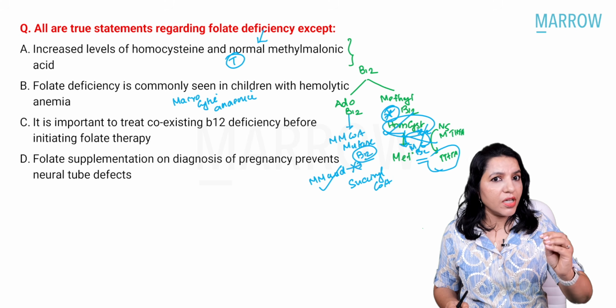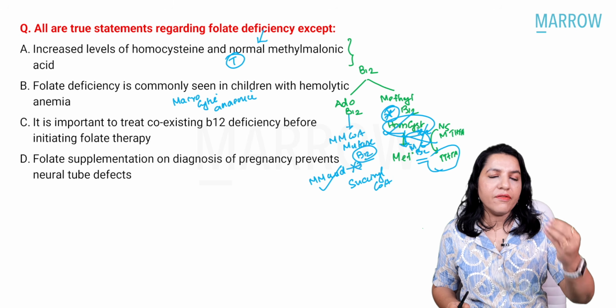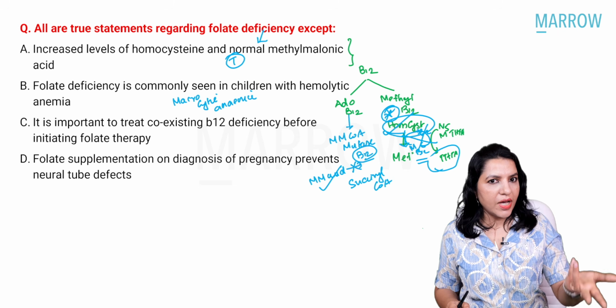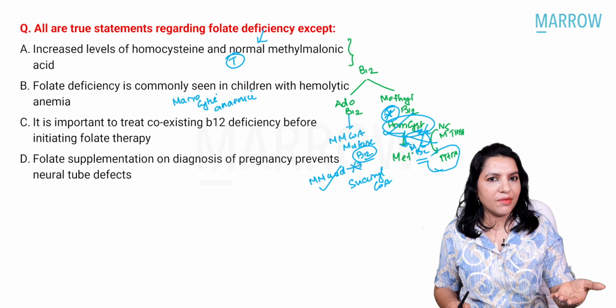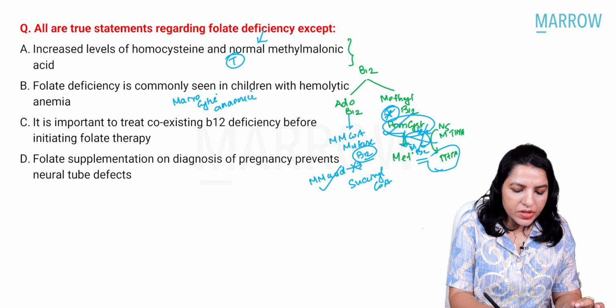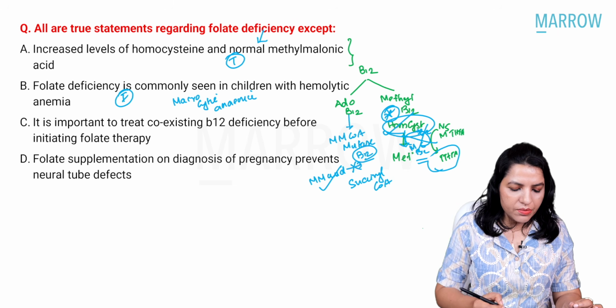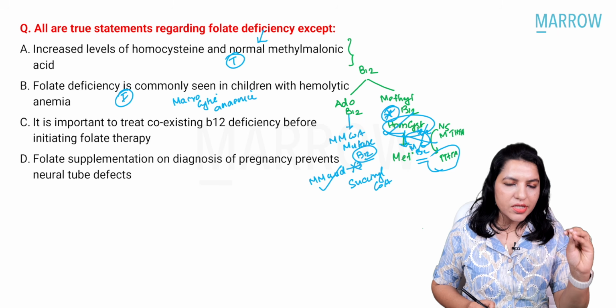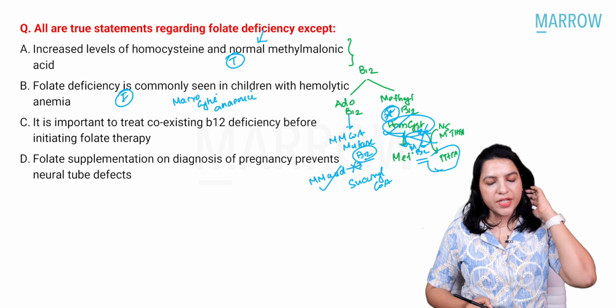In the peripheral smear, you can find macrocytes, whereas in the bone marrow, you can find megaloblasts. So, megaloblastic anemia or macrocytic anemia is the result, not a hemolytic anemia. So, that is definitely a false statement. It is important to treat coexisting B12 deficiency before initiating folate therapy.